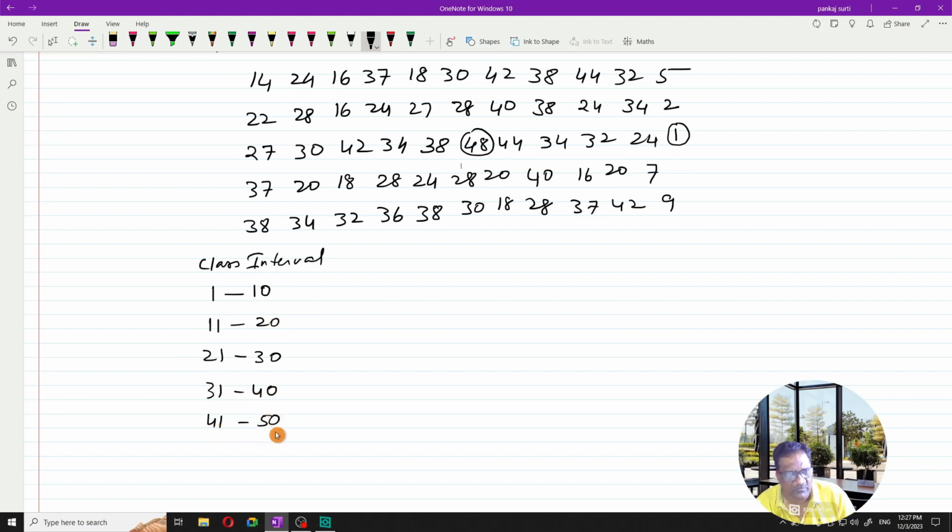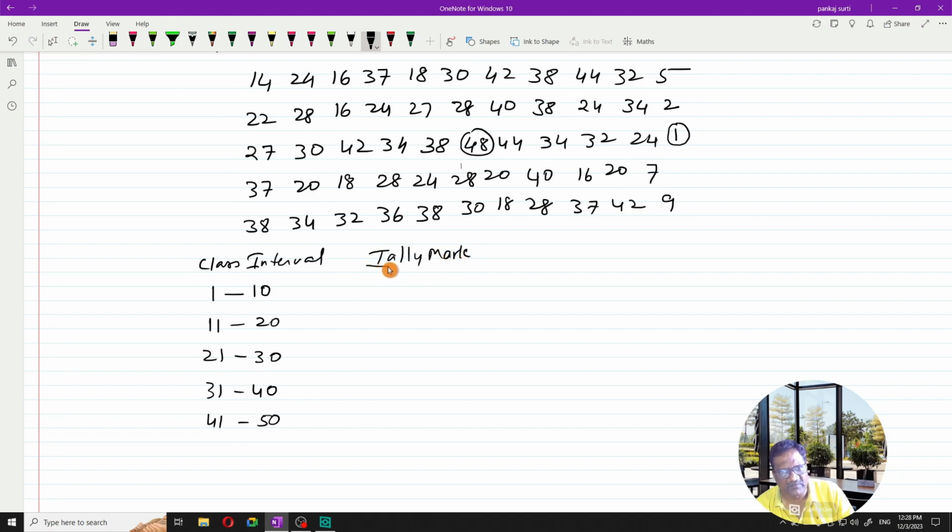Now I need not go for the next class interval because the highest mark is 48, and that will come in this last class interval. So class interval I will form first: 1 to 10, 11 to 20, 21 to 30, 31 to 40, and 41 to 50 are the class intervals, right? Now the next column that I'm going to make is that of tally marks.